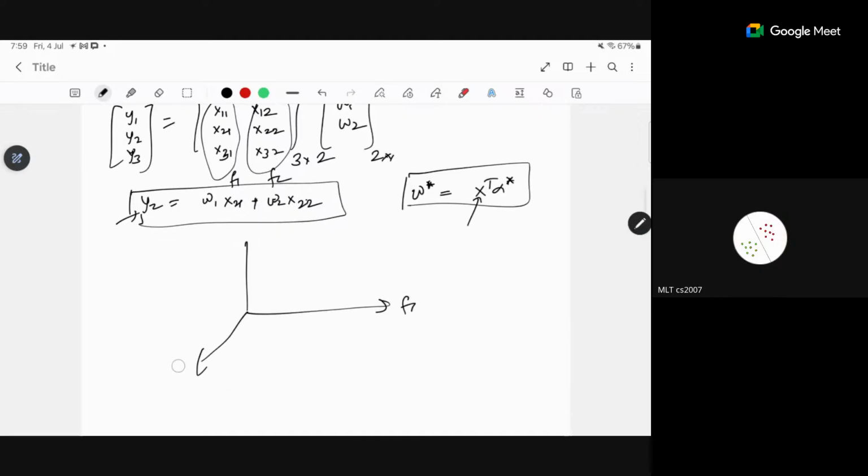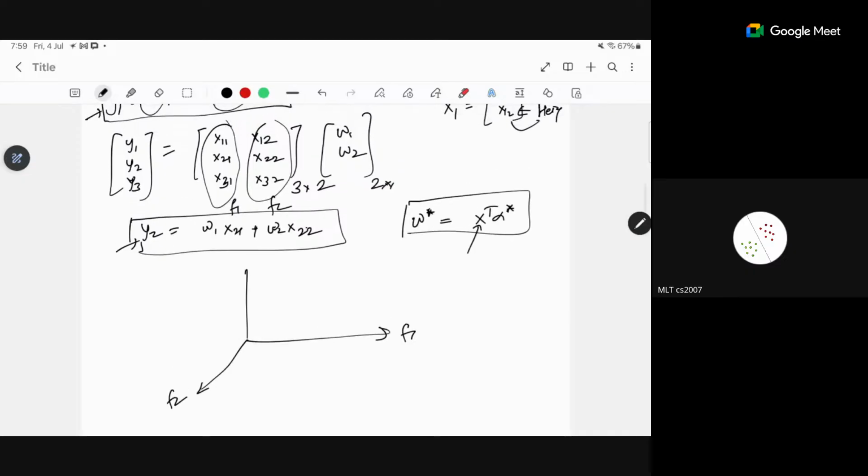Let's say here is f1 and here is f2, that's fine. But the span of this will also be in this feature space, right? I hope it is okay. Till now, it is fine.